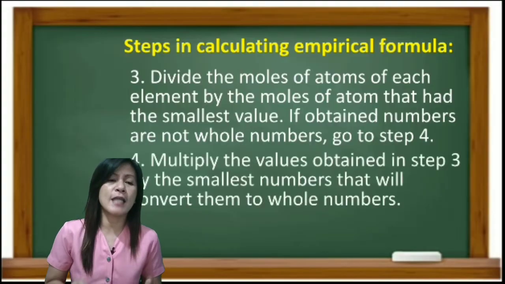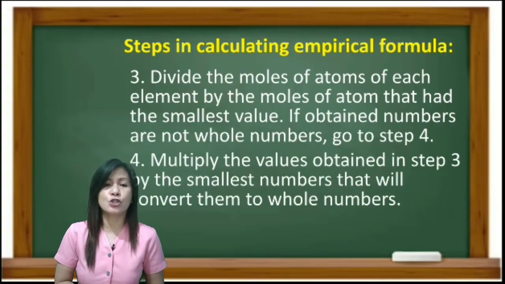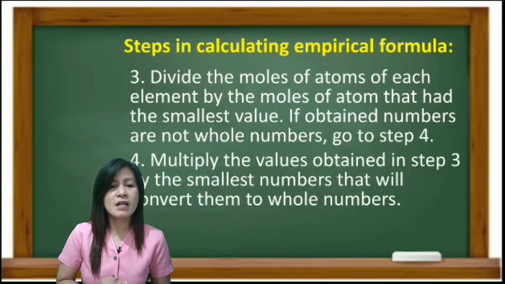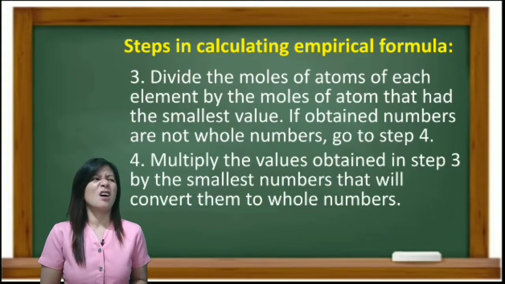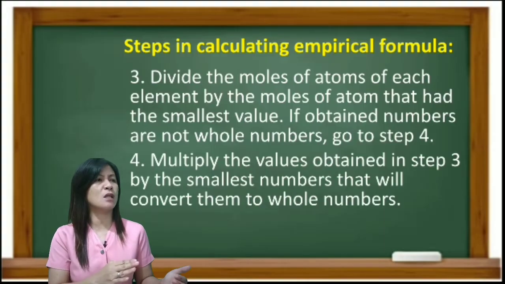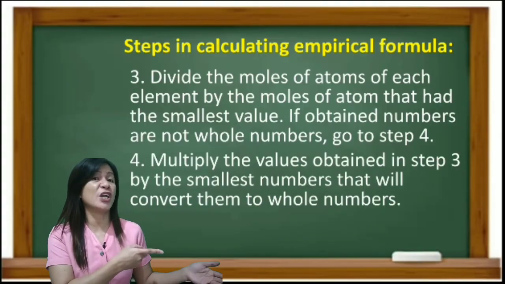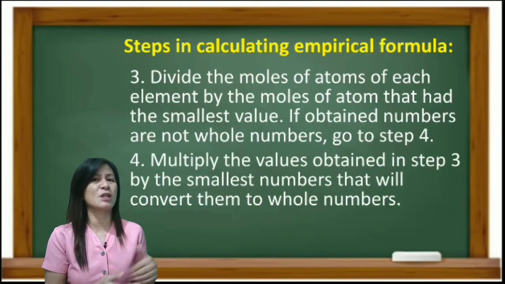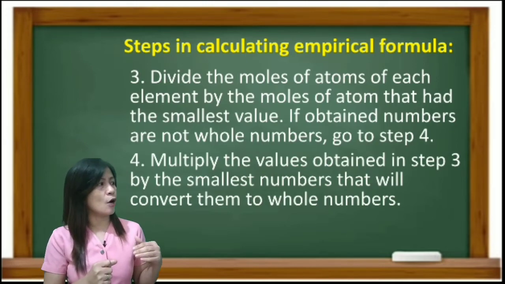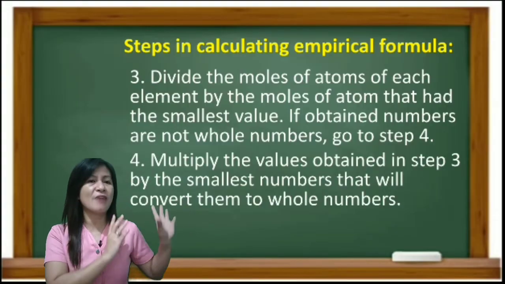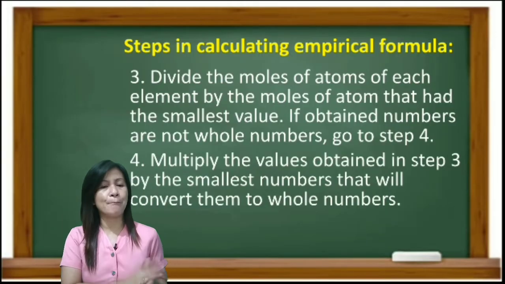Step 4 states that we multiply the values obtained in step 3 by the smallest number that will convert them to whole numbers. For example, you get a 0.5. So you multiply by 2, so 0.5 will become the whole number 1. Let's say 0.33. To convert that to a whole number, you have to multiply by 3. So you choose the smallest possible number that can convert the initial numbers of atoms in step 3 to whole numbers. So let's take this example.